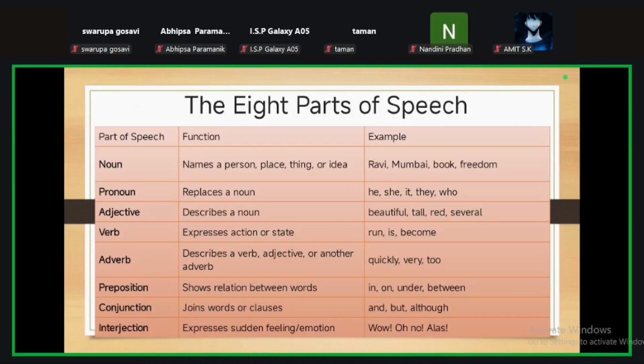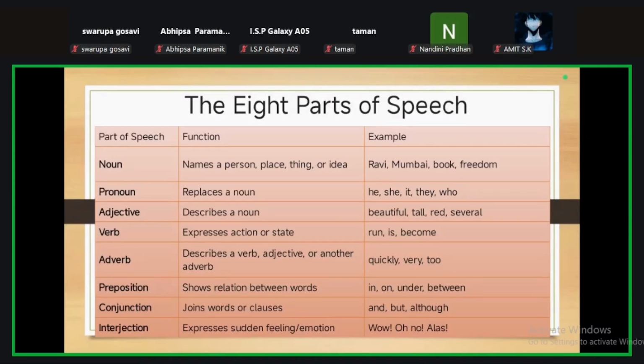Then adverb. Adverb describes a verb, adjective, or another adverb. So if we say that an adjective qualifies a noun, then an adverb definitely qualifies the other three, that is a verb, an adjective, as well as another adverb. So we're going to look at all of this. We're going to look at kinds of adverbs as well.